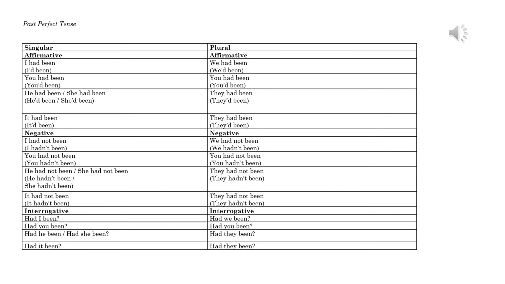Past perfect tense. Affirmative. I had been. I'd been. You had been. You'd been. He had been. She had been. He'd been. She'd been. It had been. We had been. We'd been. You had been. You'd been. They had been. They'd been.